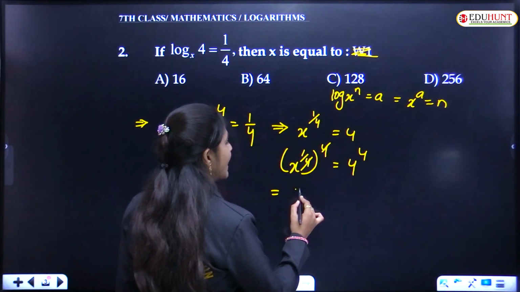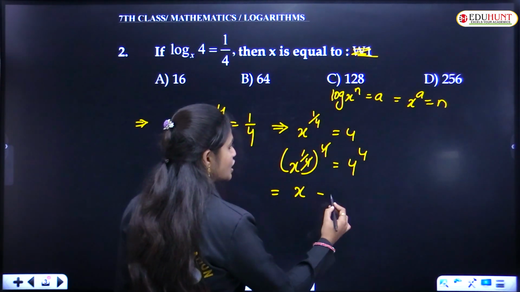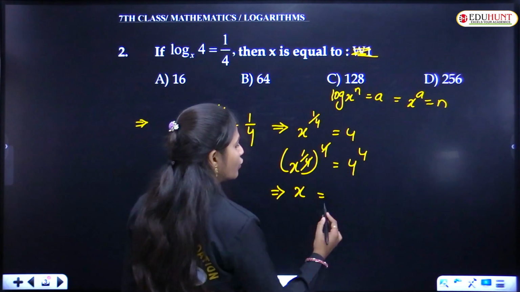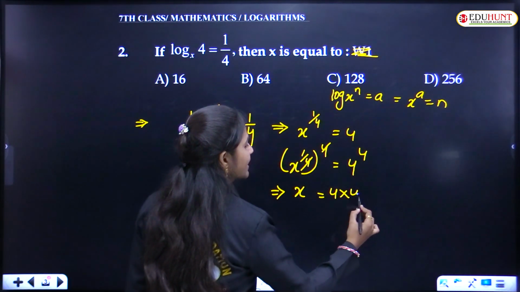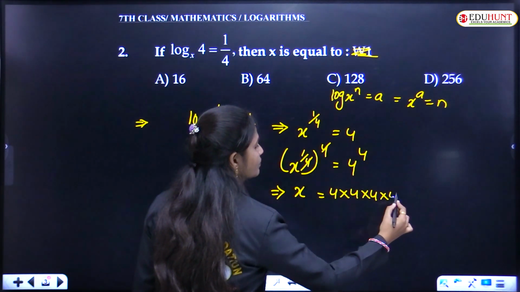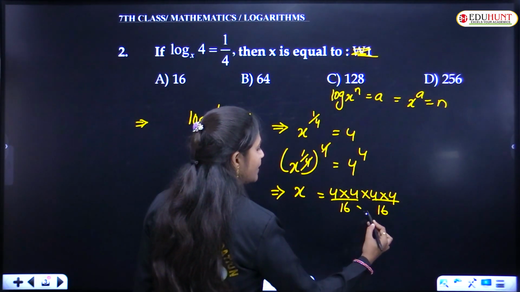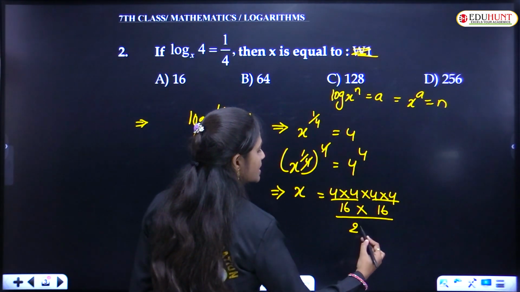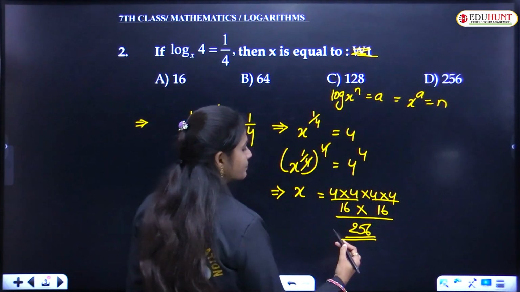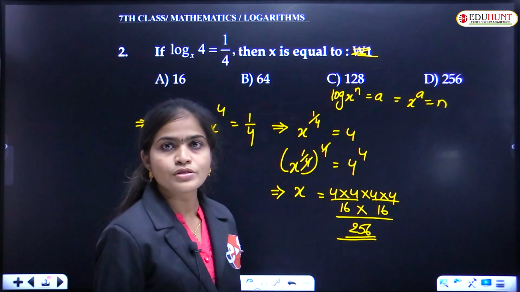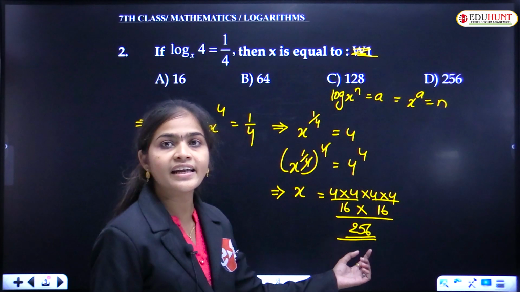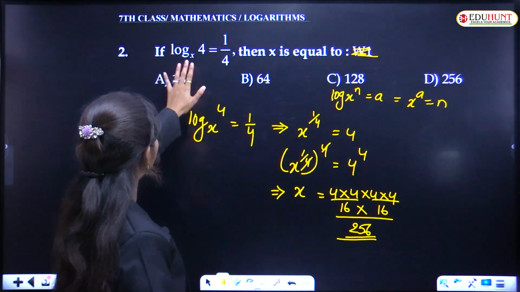So here x power 1 is nothing but x, which is equal to 4 power 4, which means 4 multiplied by itself 4 times. So 4 4s are 16, and we know that 16 into 16 is equal to 256. Am I clear? So what is the answer here? 256. That is the value of x.